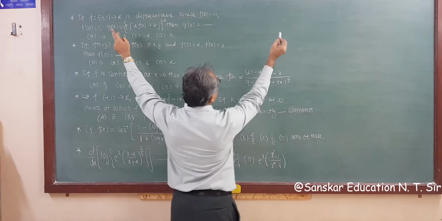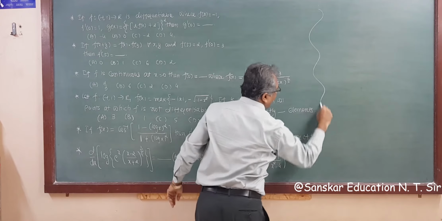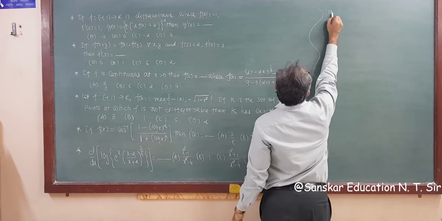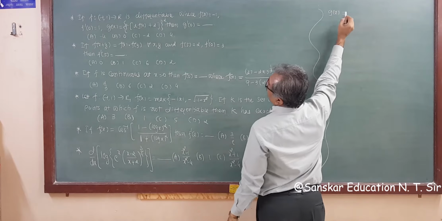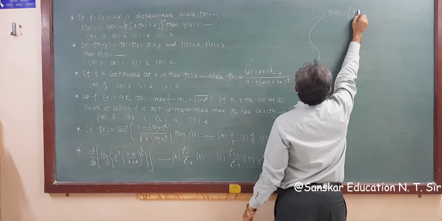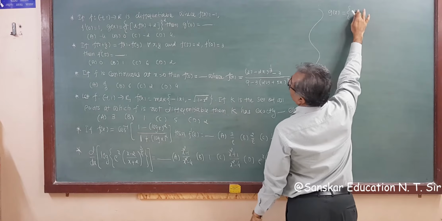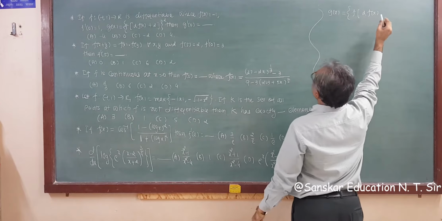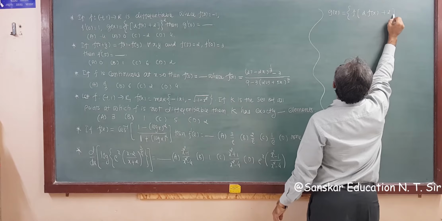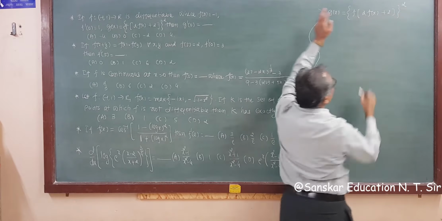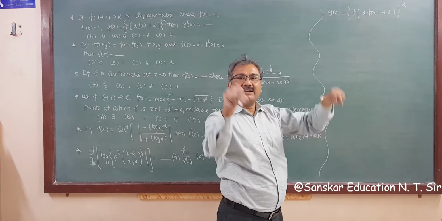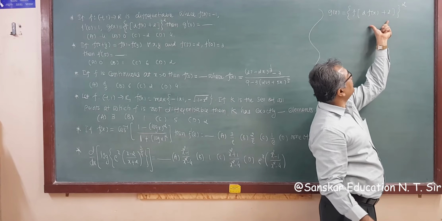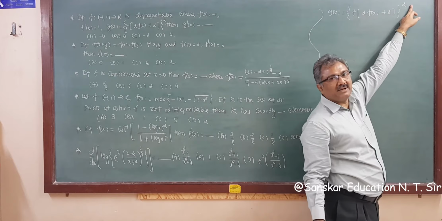So g(x) is given here: bracket f of 2 times f of x plus 2, whole square. So this is bracket raised to n. So derivative of bracket raised to n is n times bracket raised to n minus 1.